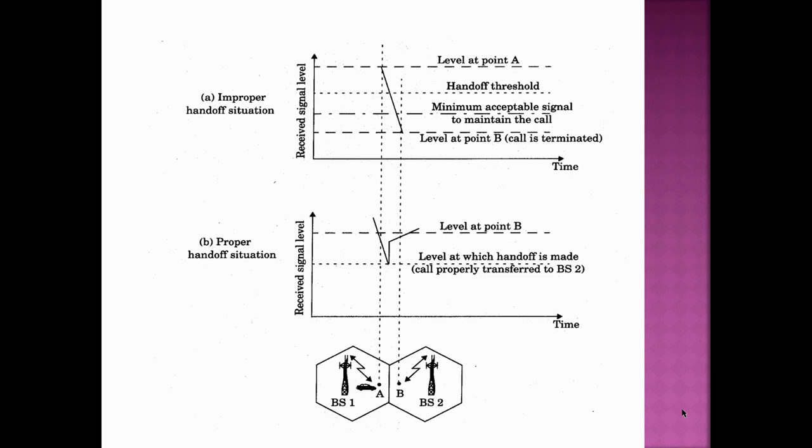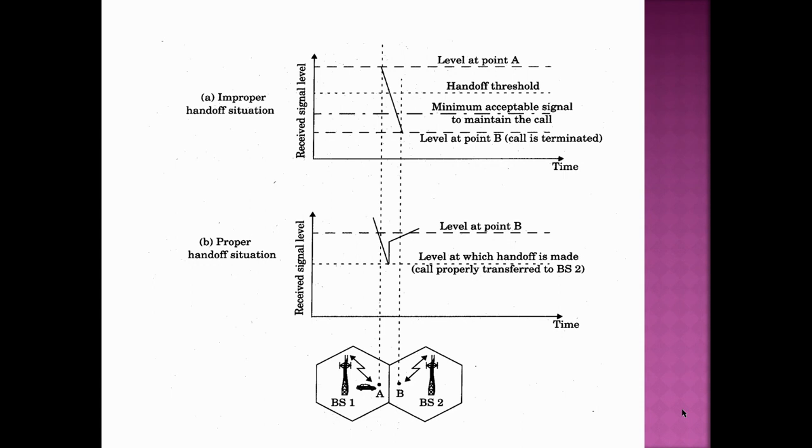The signal strength is reduced to the minimum acceptable level, so the call will be disconnected or terminated when the user reaches point B from point A, if the handoff has not taken place. This concept is called an improper handoff situation. Consider the second scenario, the proper handoff situation. When the user is at A, the received signal strength is at a higher level.